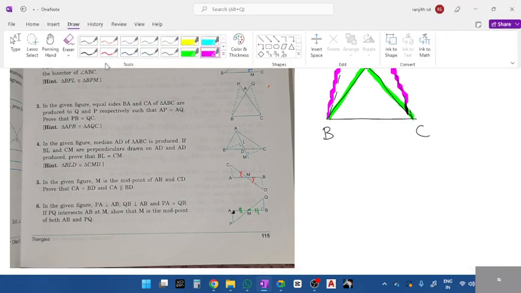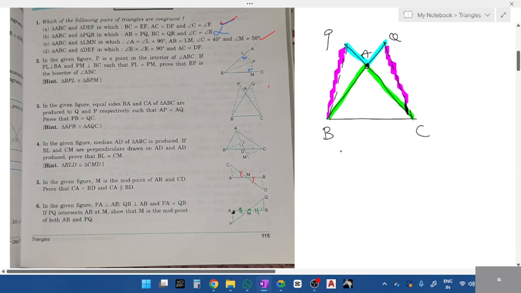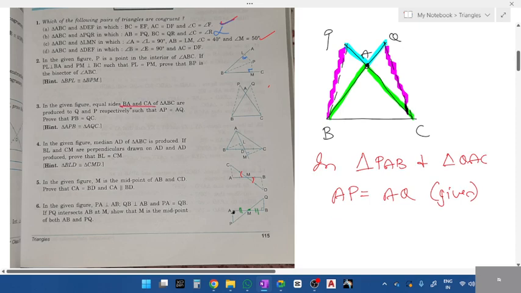So what are the two triangles you have to split, students? PAB and QAC, right? I'll make it very simple. Just write in triangle PAB and triangle QAC. Which two sides are equal? Which is already given in the question. AP is equal to AQ, right? Given. Write the statement given. Next, what are the two sides which are equal? BA and CA. Can you see equal sides? So BA is equal to CA. That is also given.